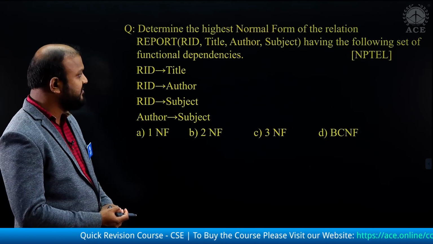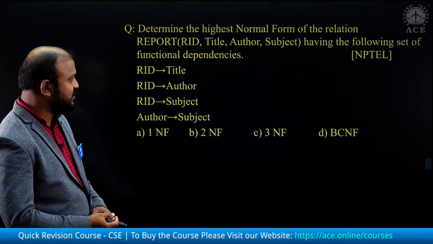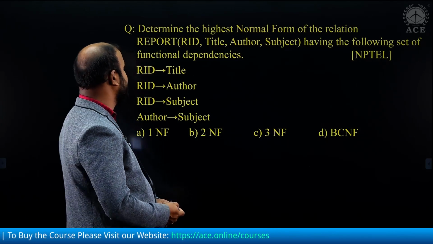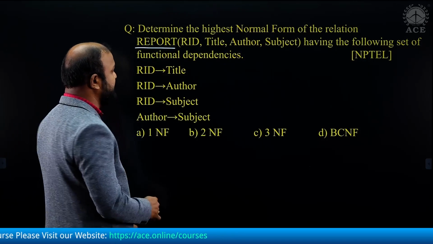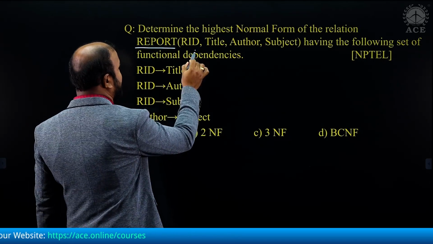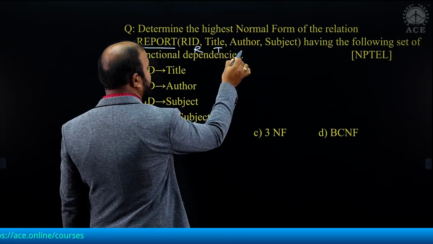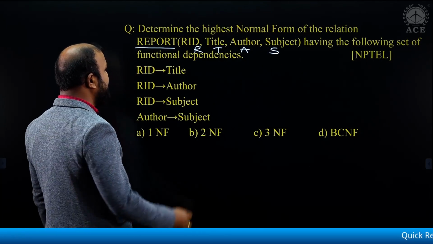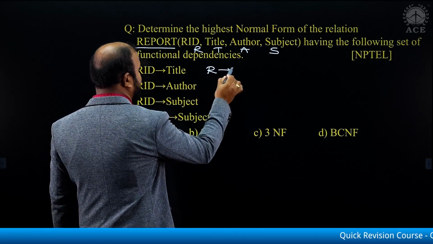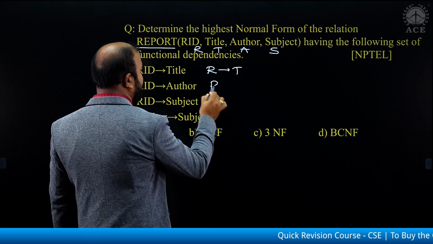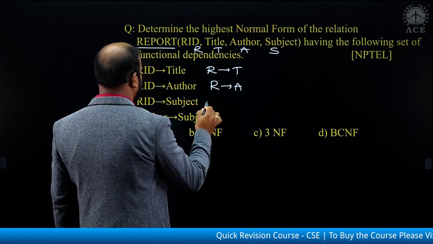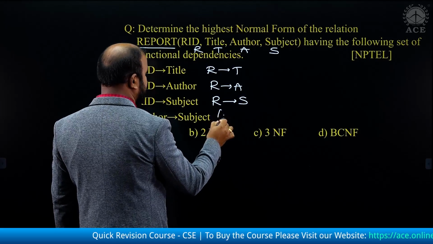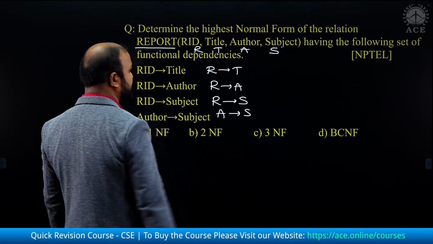One more question, again collected from the NPTEL source. Determine the highest normal form of the relation. Relation name is report, having attributes RID, title, author, subject. Having dependencies RID to title, RID to author, RID to subject, and author to subject are the dependencies.